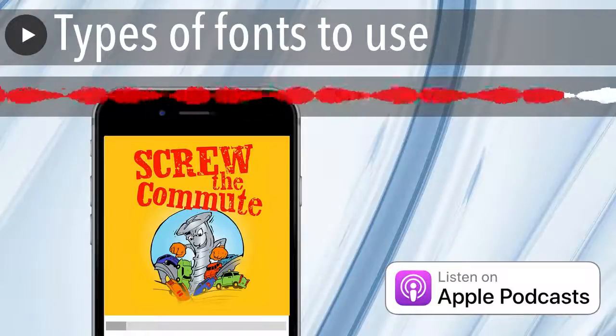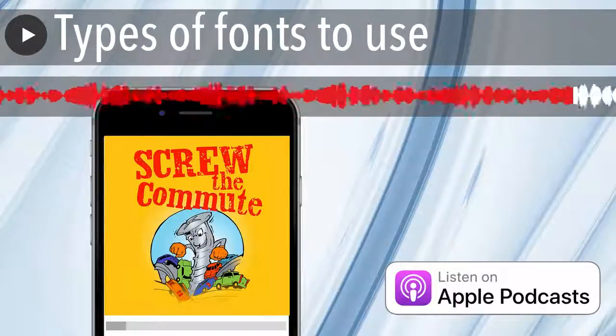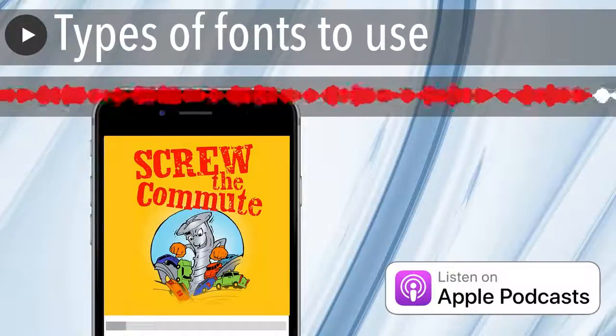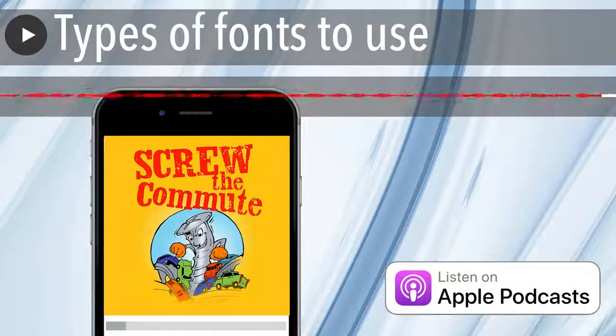But generally avoid italics and absolutely avoid underlining. See, underlining on a website or ebook means that the piece of text is clickable.